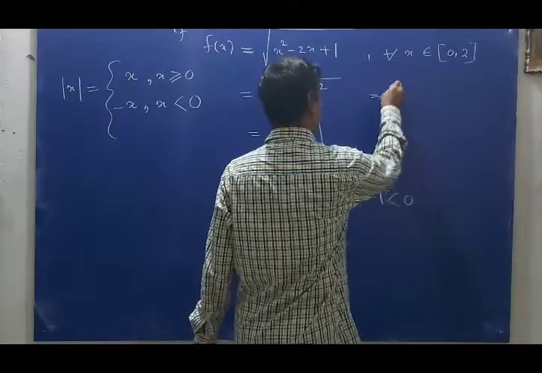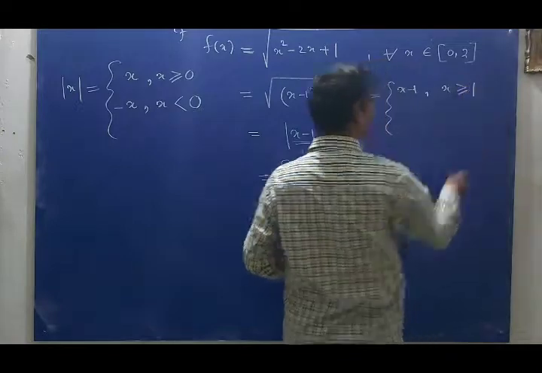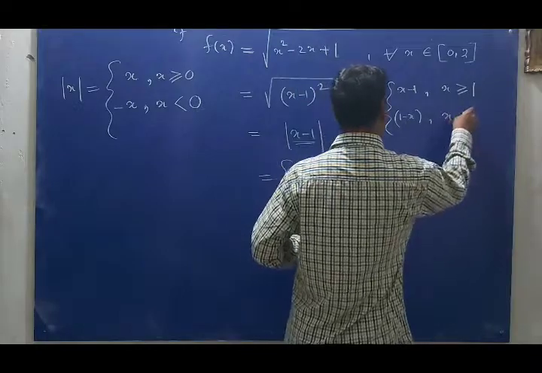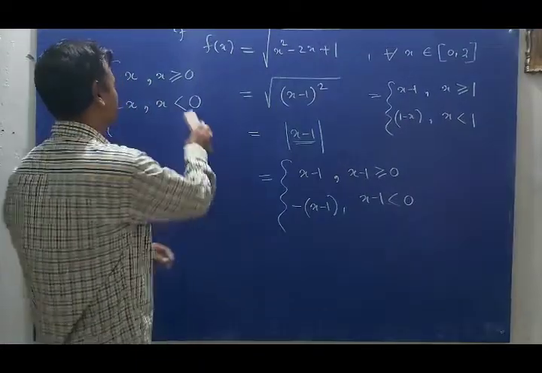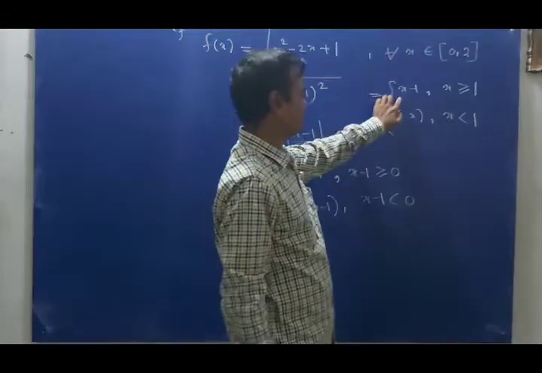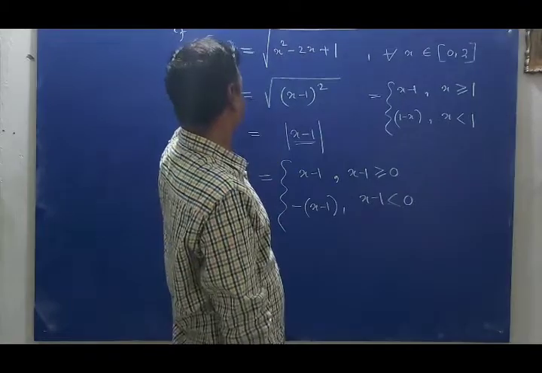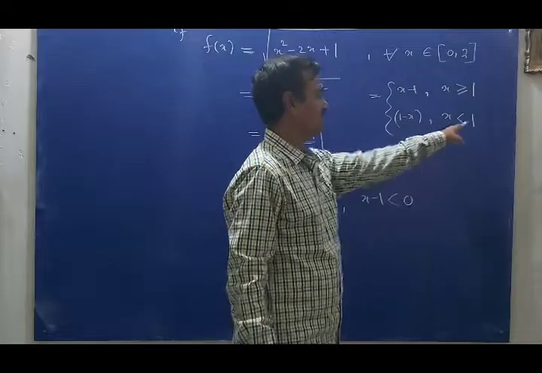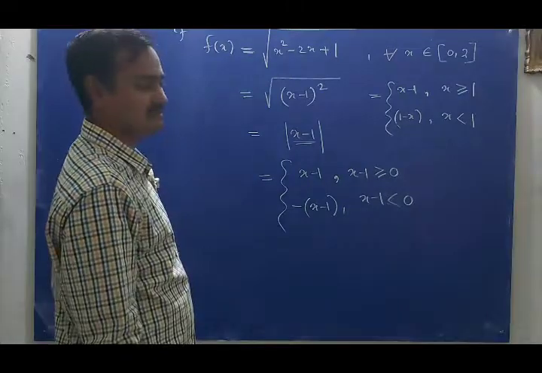That is, x minus 1 if x is greater than or equal to 1, and 1 minus x if x is less than 1. So f of x is equal to x minus 1 if x is greater than or equal to 1, and f of x is equal to 1 minus x if x is less than 1. So we have to find the derivative of f at x is equal to 1.